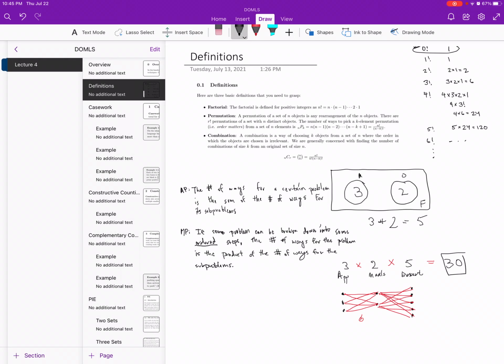and we are generally concerned with finding the number of combinations of size k from an original set of size n, and the number of ways to do this is nCk, or n choose k, or n combination k, and that notation, the parentheses with n and k, you would read that as n choose k, and it's equal to n factorial over k factorial times n minus k factorial. So those are the essential ideas for combinatorics. Now let's get into the actual strategies.